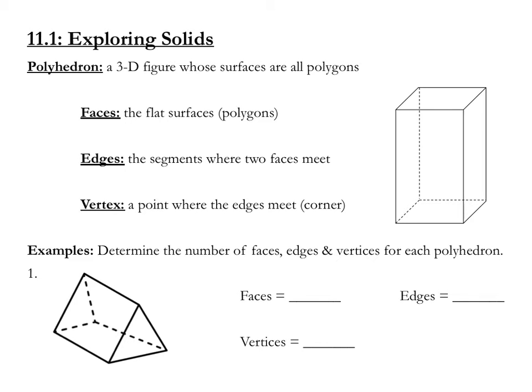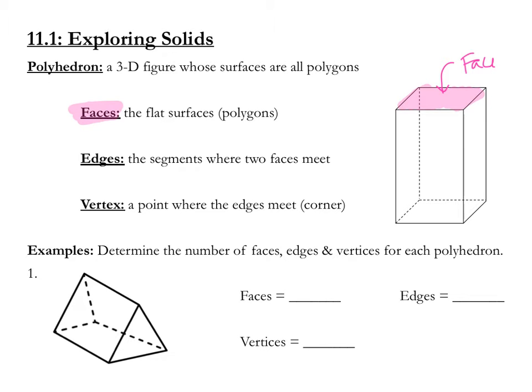So the first term is our overarching term. It's a polyhedron. A polyhedron is a 3D figure whose surfaces are all polygons. So remember, to be a polygon, it has to have straight sides and be closed. So what we're looking at today is first defining the parts of a polyhedron. The first part we're going to look at is what's called the faces. The faces are the flat surfaces on the shape. So for instance, right here, if I looked at this flat surface, that is what we call a face.